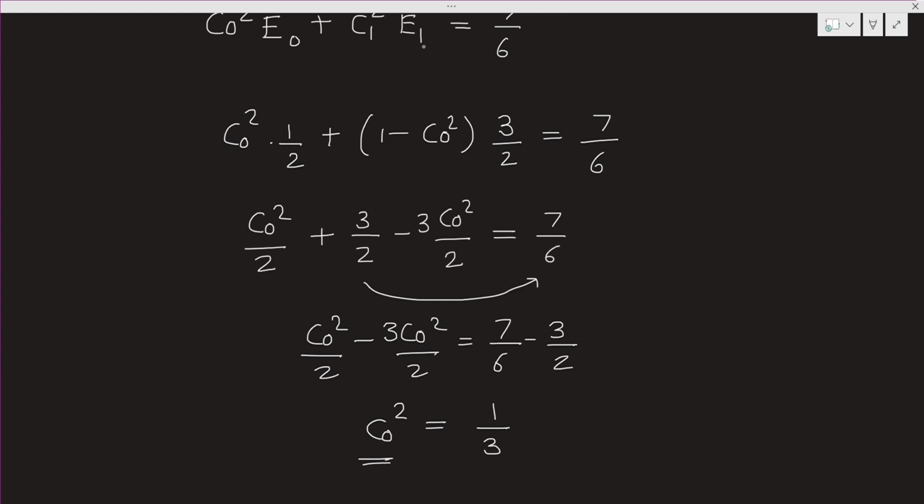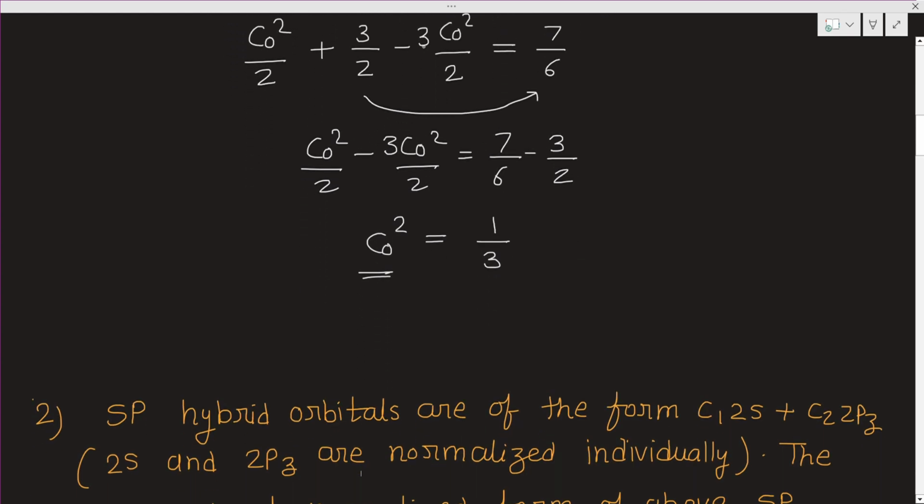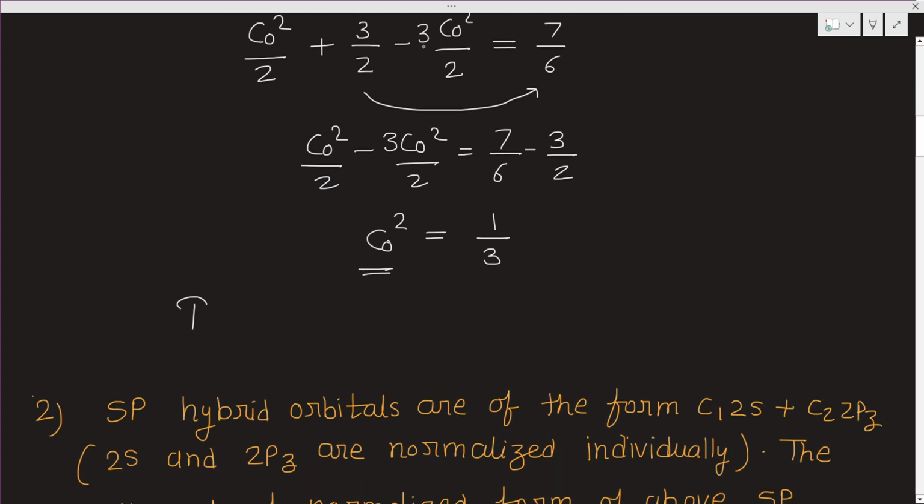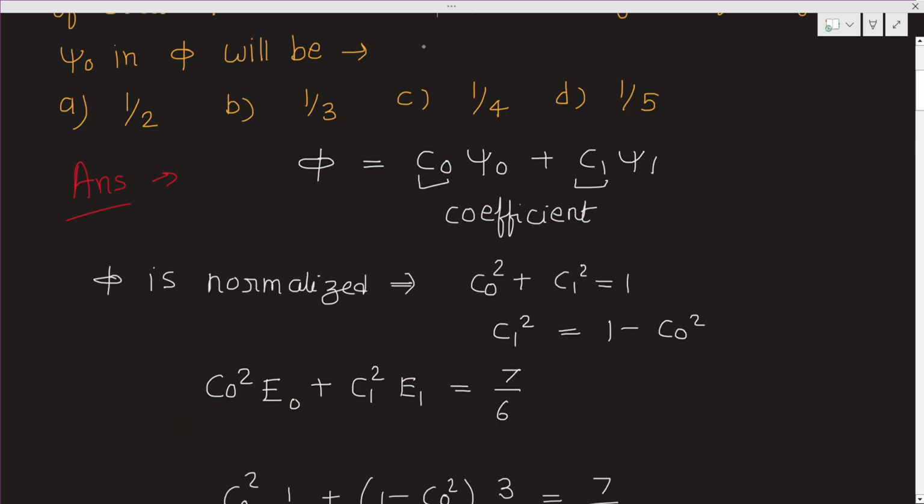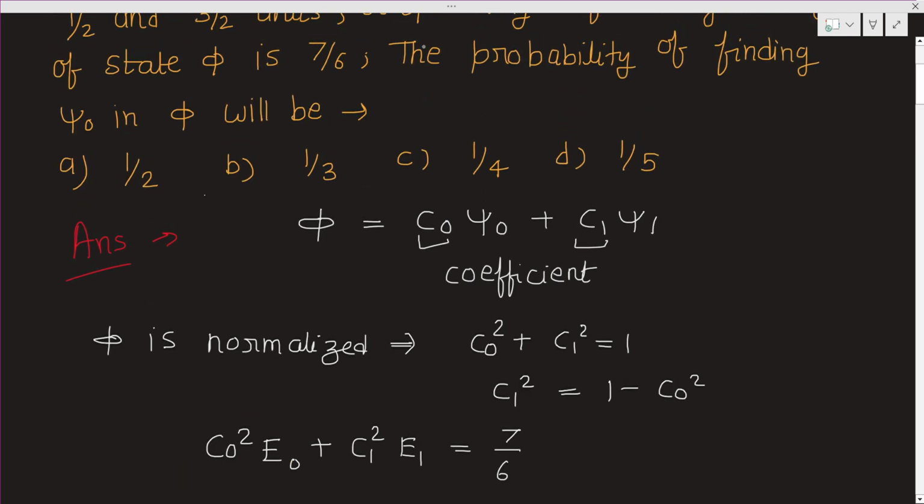Now you know that the coefficient square is equal to probability. So you can write this is the probability. The probability of finding psi naught in the phi is equal to 1 by 3. Now you can match in your options. See here, you have been given option number B, 1 by 3. This is your answer. Okay, let's see the next question.